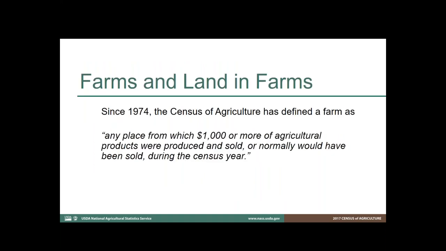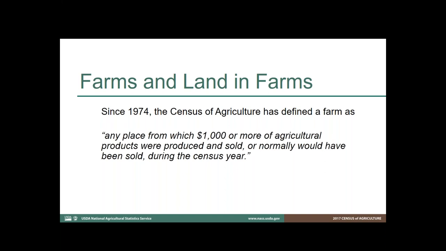So one of the most important things to understand when you're looking at the census data is, what is a farm? A farm is any place, and this is a definition that's been in existence since 1974, any place from which $1,000 or more of agricultural products were produced and sold, or normally would have been sold during the census year.